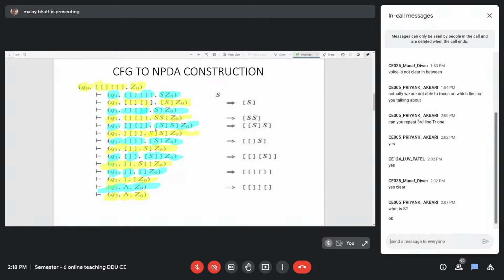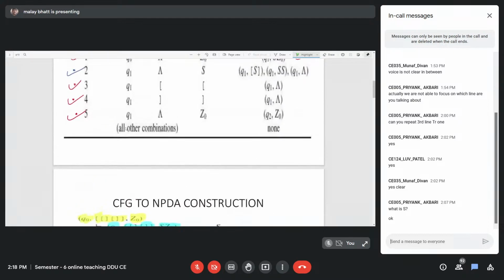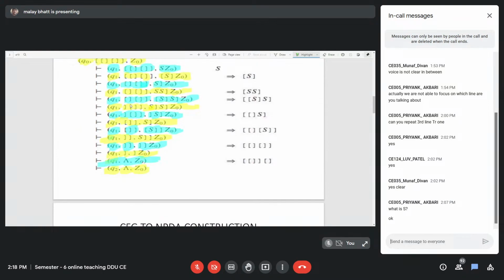Now, as we are getting the terminal symbol on the stack, it will match with the terminal symbol in the input, and we'll apply the pop rule. Q1 opening bracket in the input, opening bracket on the stack, Q1 null. Rule number 3. So we are getting step number 5, and from that we are getting step number 6.